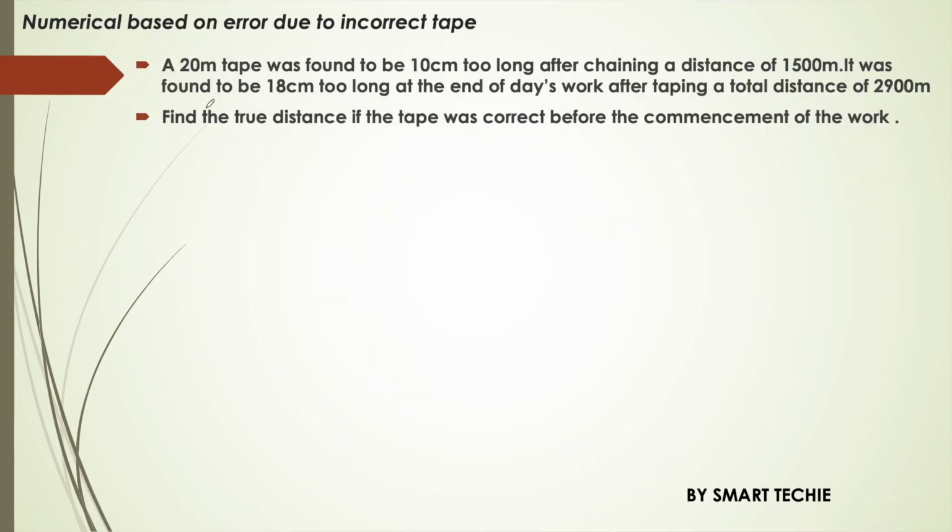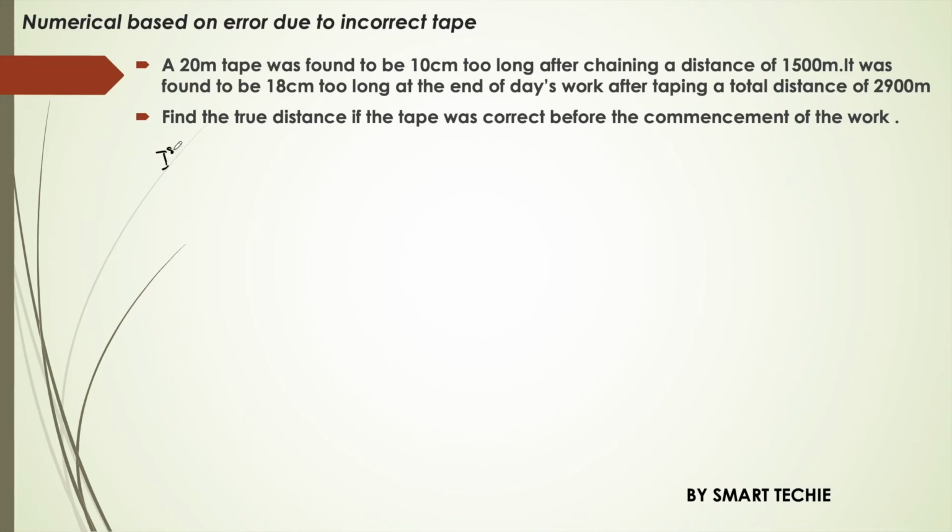Next problem. A 20 meter tape was found to be 10 centimeters too long after chaining a distance of 1500 meters. So students, don't get confused with chaining and taping. Whether you use a chain or a tape for measurement in surveying, the process is known as chaining. Okay, so it was found to be 18 centimeters too long at the end of the day's work, after taping a total distance of 2900 meters. They have asked us to find the true length of the tape. So in this case, there are two parts.